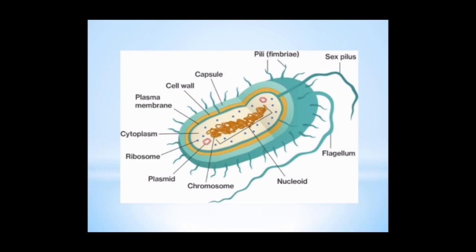The cell wall is widely found amongst bacteria and is one of the most important factors in bacterial species analysis and differentiation.